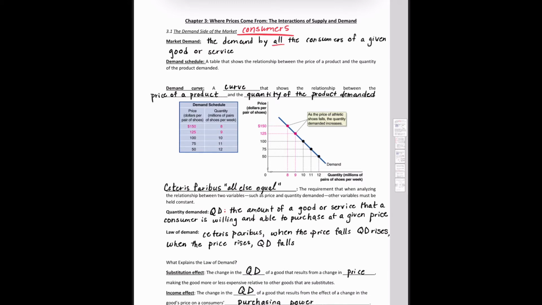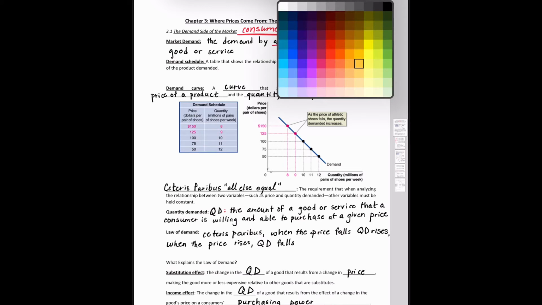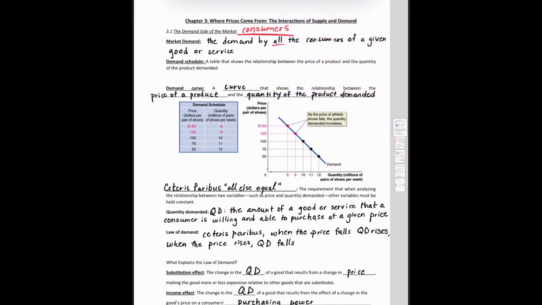So what do I mean by quantity demanded? What I mean is the amount of a good or service that a consumer is willing and able to purchase at a given price. So it's the amount that you purchase at specific prices.